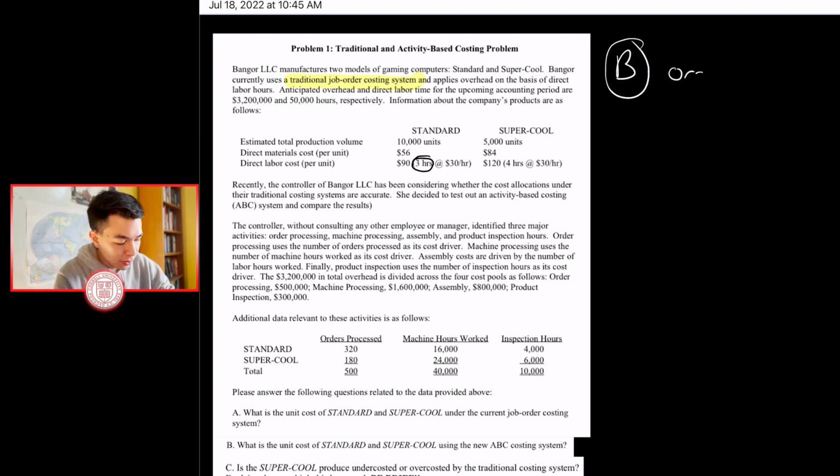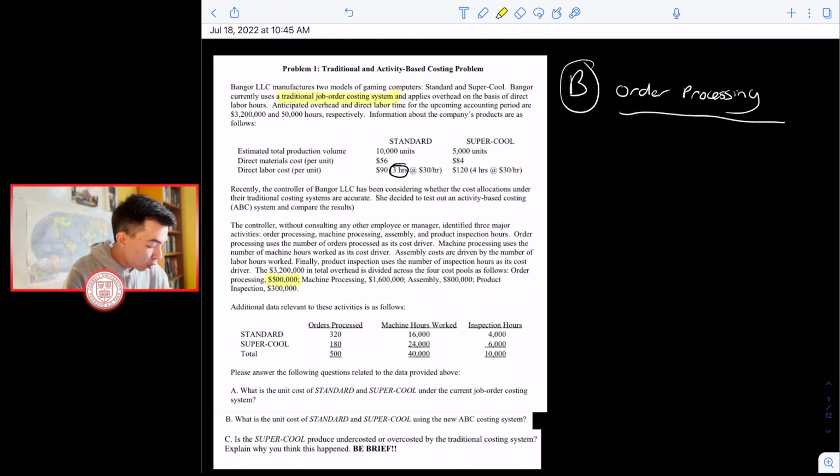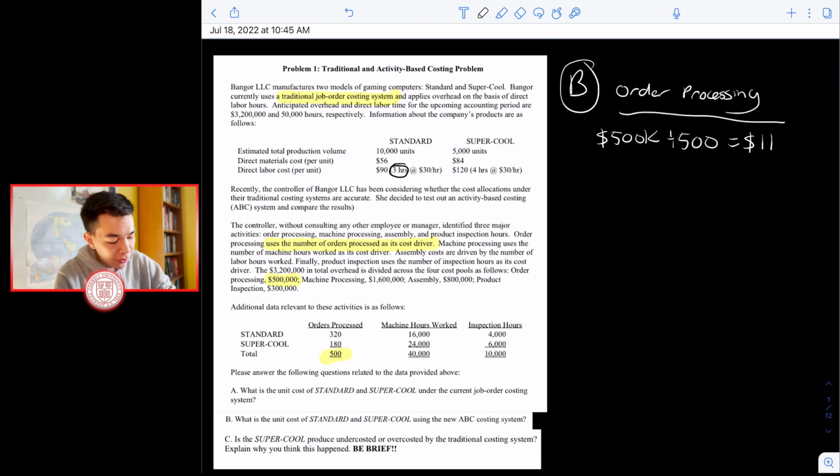So there's orders processing first. Orders processing, they tell us, is 500K, and they show us that right over here. And they tell us that order processing uses the number of orders processed as its cost driver. So right over here, we know that it is 500 orders total. So I'm going to do 500K divided by 500, and we find out that each order processed costs us $1,000 of overhead. Good start. And now we're going to do that for every other thing.